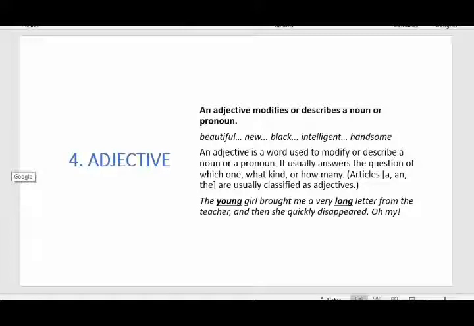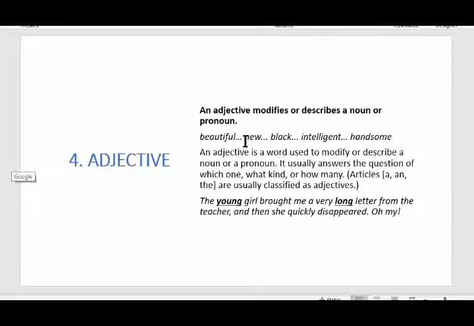For instance, all these words here like beautiful, new, black, intelligent, handsome, these words are describing words, and these words describe a noun. For instance, I could make a sentence like this: Anna is looking beautiful. So the word beautiful is describing the person Anna. So this is a describing word.